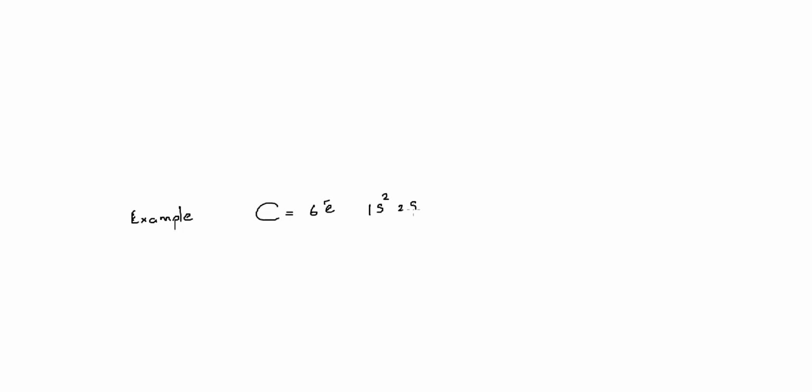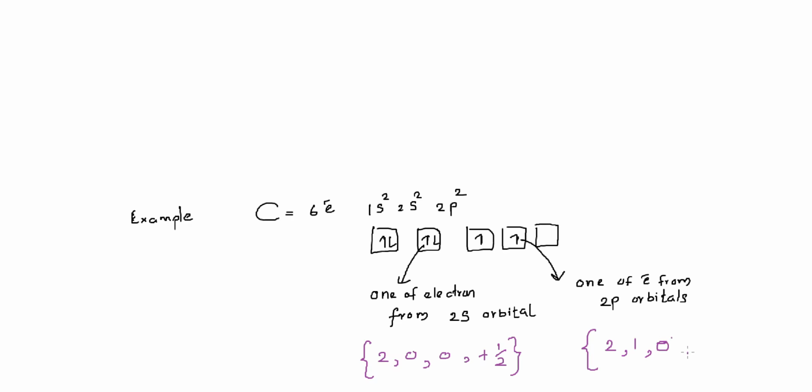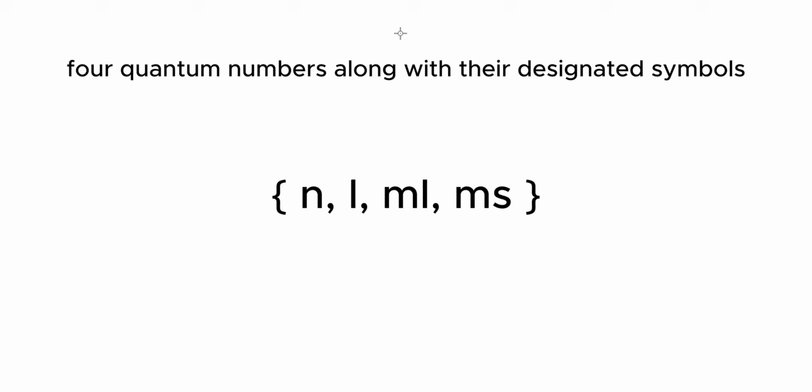Carbon has 6 electrons, so we can write 6 different sets of quantum numbers, one for each electron. For instance, one for an electron in the 2s orbital, and another for one in a 2p orbital. Here are the 4 quantum numbers, along with their designated symbols, n, l, ml, and ms.